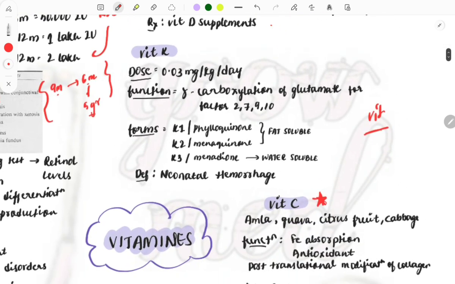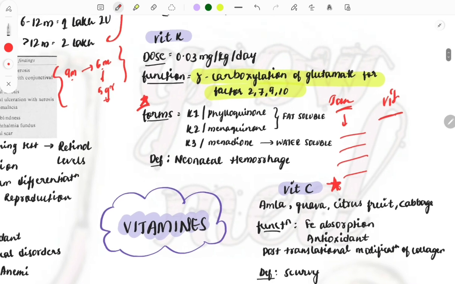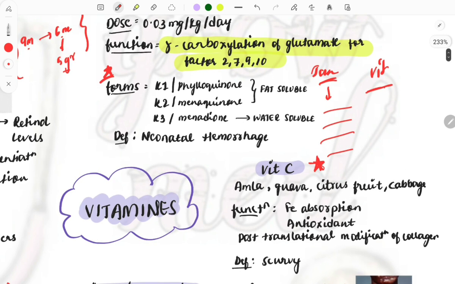Then vitamin K. This is the daily requirement of the dose, and the function. This was a PYQ, the function of vitamin K, and a question on the forms was also asked. In the recent January exam also there was a question on this vitamin. They had given some 4 sentences, and they had asked which of the following is wrong from the given options. So you need to be very careful while looking at the options, because they can be confusing. The 3 important forms of vitamin K are 1, 2, 3: phylloquinone, menaquinone, and menadione.